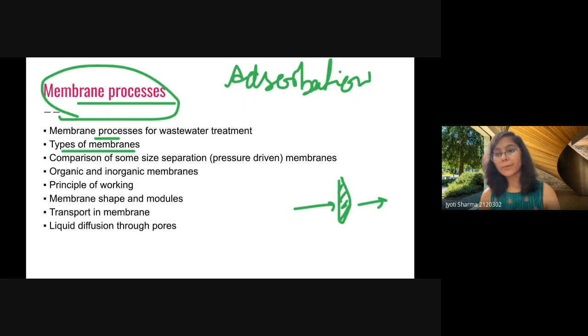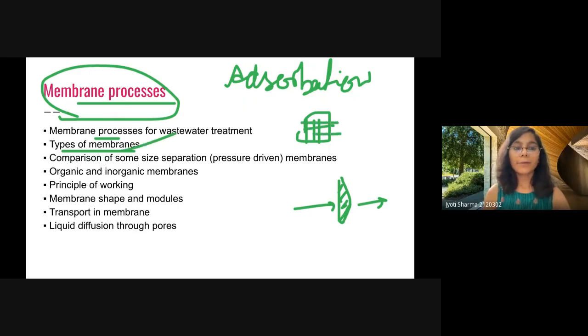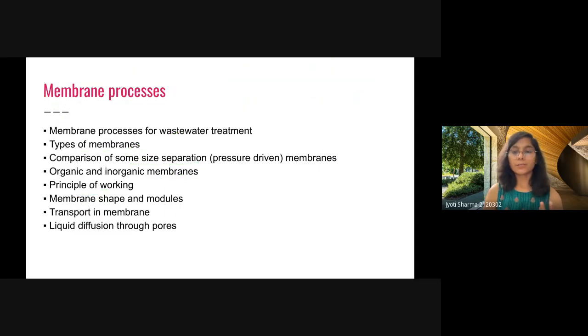What different types of membrane can we use? A membrane is some kind of filter like this, right? And what different types of membrane will we have? Different size separation. Then we have organic and inorganic membranes. Then we will talk about the principle of working of this membrane process. Then the shape and modules of different membranes, how the water will be transported in the membrane, and liquid diffusion through pores. So right now we will have a question on membrane processes.